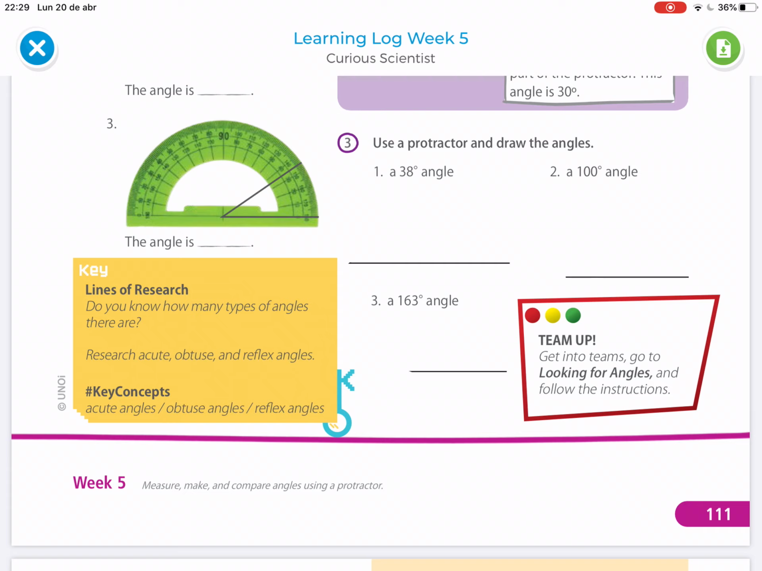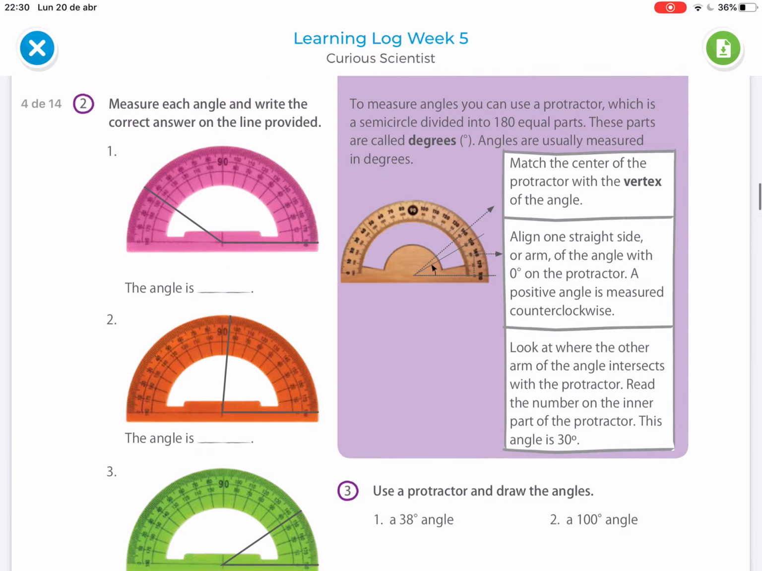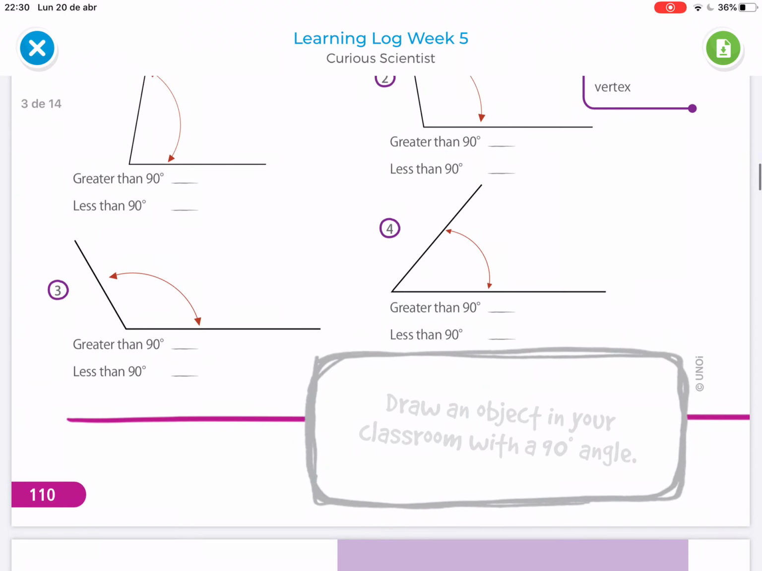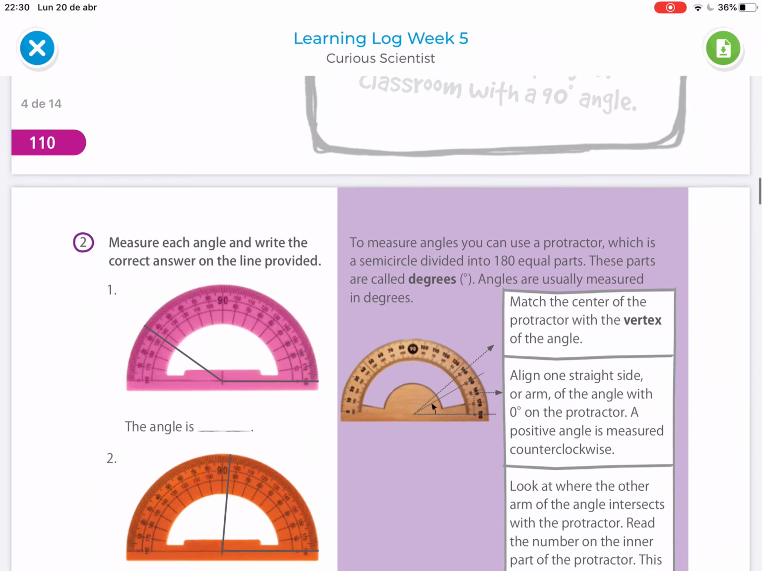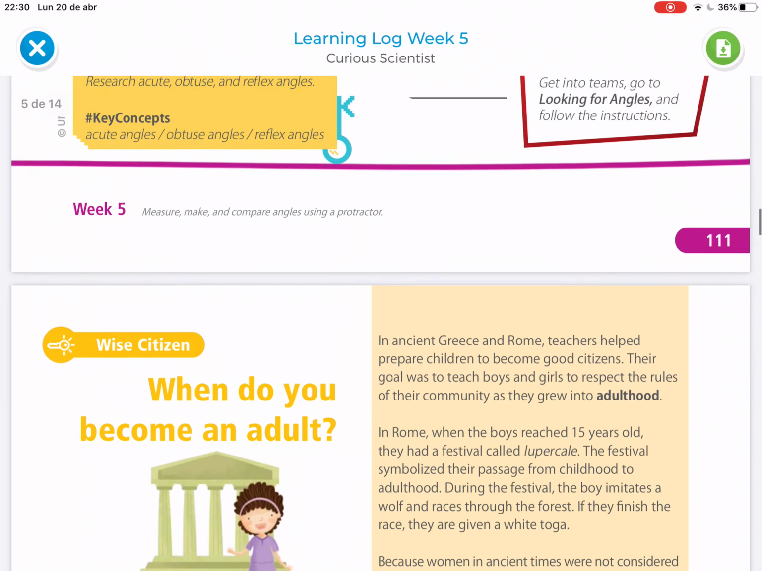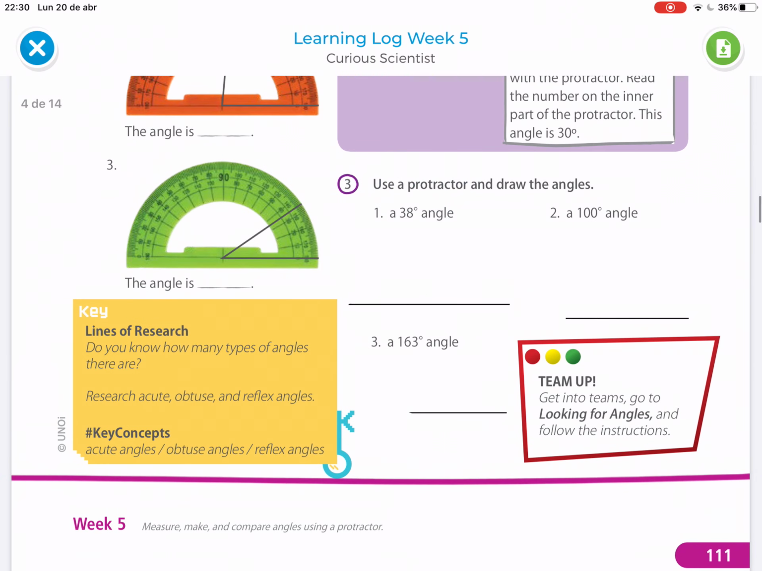Now on number 3, it says a 163-degree angle. Now 163 angle would be pretty much just like the third example right here. So just go ahead and copy that if you don't have the protractor. If you have the protractor, go ahead and measure it exactly. So that's how we will be doing this activity.